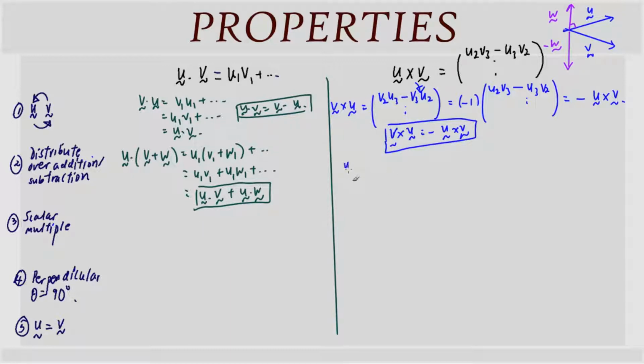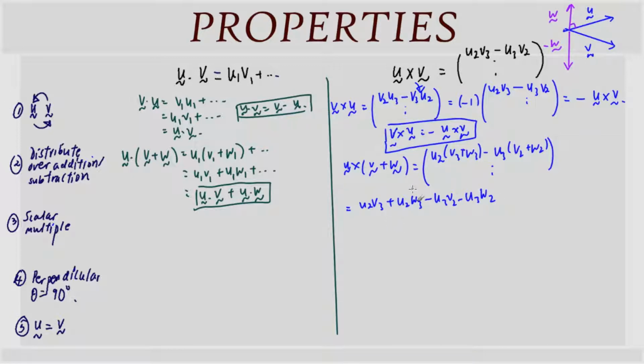Now for the cross product, we have u cross (v plus w). I'm just going to write the first term down, which is u2 times (v3 plus w3) minus u3 times (v2 plus w2), and so on and so forth. It's really cluttered here, so I'm just going to write the first row, which is equal to u2 v3 plus u2 w3 minus u3 v2 minus u3 w2. You can see from here that it forms two vector products, u2 v3 minus u3 v2, like over here, and u2 w3 minus u3 w2. So the final result will be equal to u cross v plus u cross w. So the vector product does distribute over vector addition and subtraction.